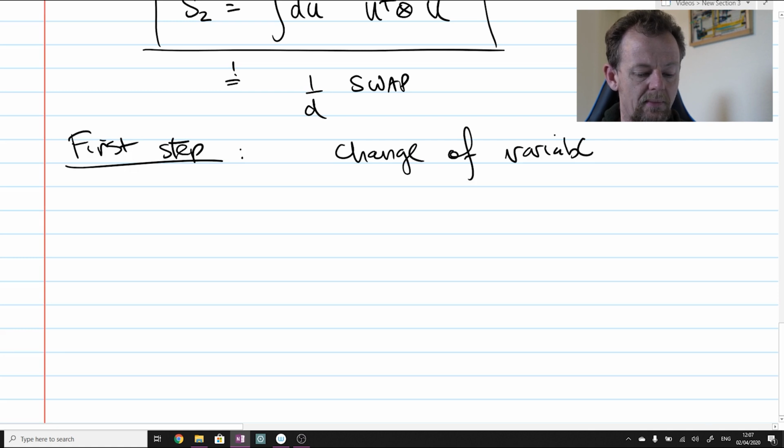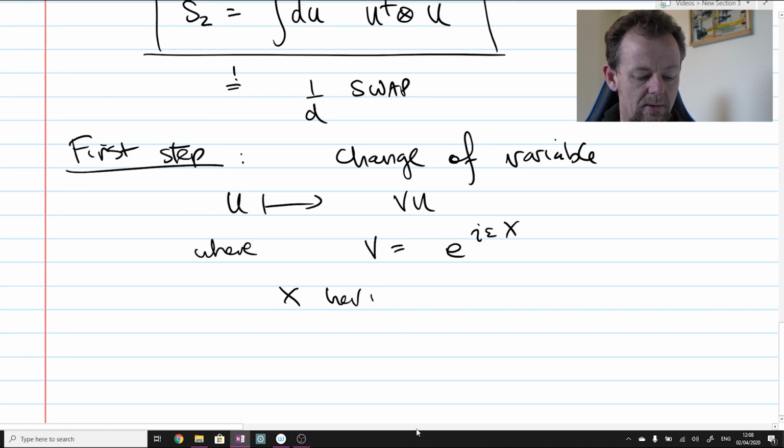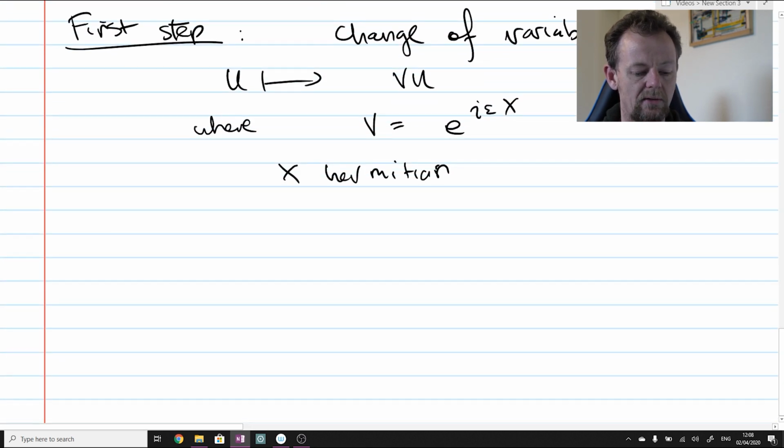And the change of variable will be to replace u by v times u. So u in the argument of this integral gets replaced by v times u, where in order to use some calculus, v will be of the form e to the i epsilon x for any x which is Hermitian. You can quickly verify that anything of the form e to the i epsilon x, where x is Hermitian and epsilon is some positive infinitesimal, that v is always unitary. Anything of that form is unitary.